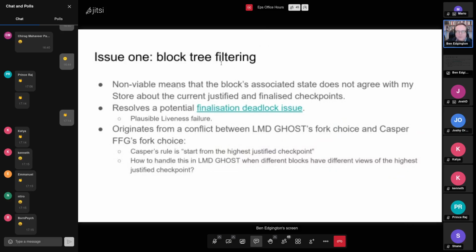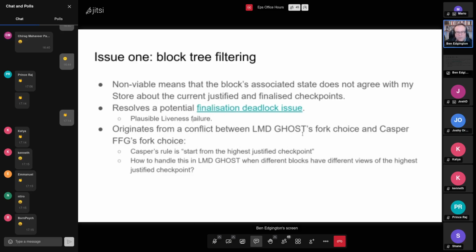A block is non-viable if the state that's associated with that block does not agree with my store about the current justified and finalized checkpoints. So the block is associated with state. It was built on a particular state, and it contains the data that transitions to the post state when you run the block, and that assumes a certain justified and finalized checkpoint. But it may be that the state associated with that block doesn't agree with the view that I have of the world. And so we have to filter it out of the LMD Ghost fork choice.